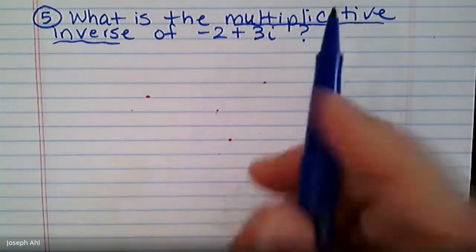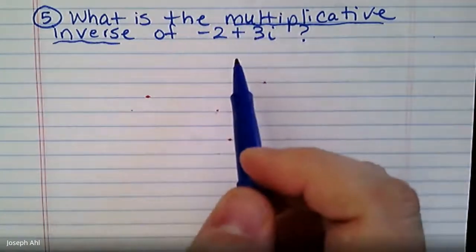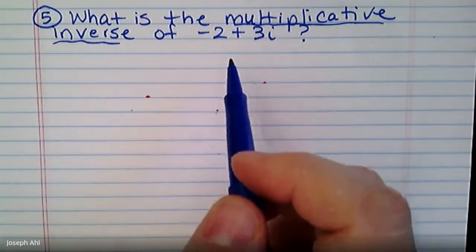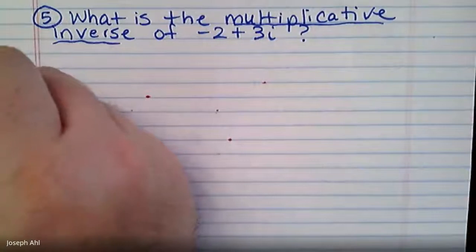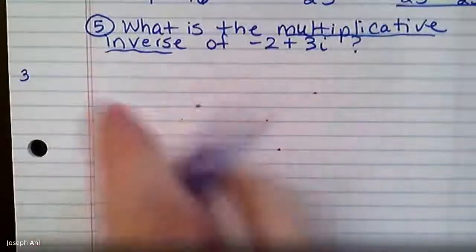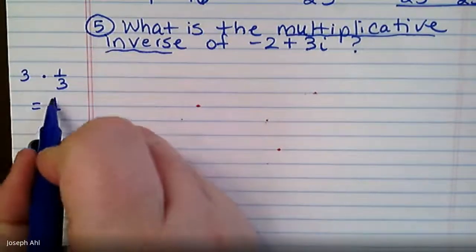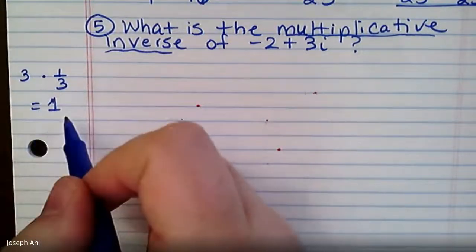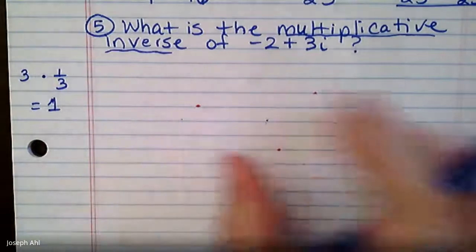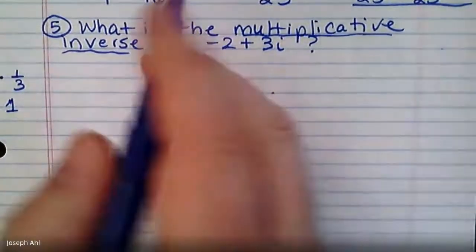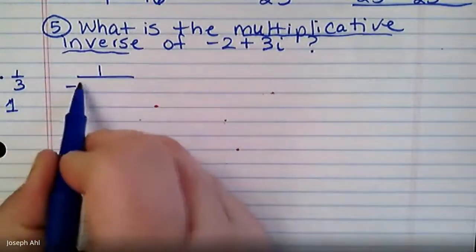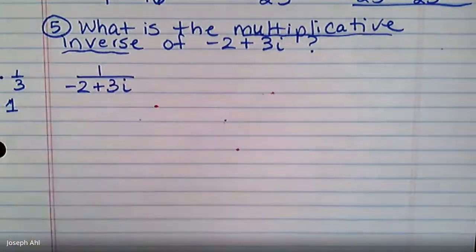And in math, what we do is we actually just find the reciprocal of this value, right? So if you think of something a little bit easier, like what's the multiplicative inverse of 3? The multiplicative inverse of 3 is 1/3, because 3 times a third is 1, which is the multiplicative identity. Anything times 1 is itself. So I can do something really similar for complex numbers. I can say it's just 1 over negative 2 plus 3i.